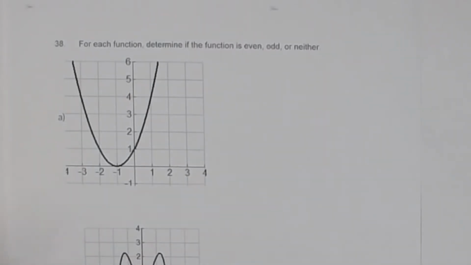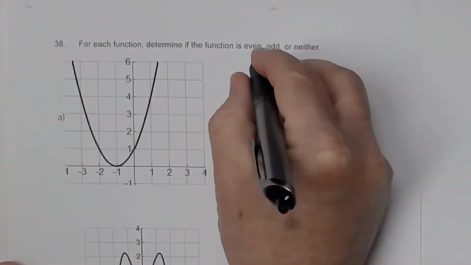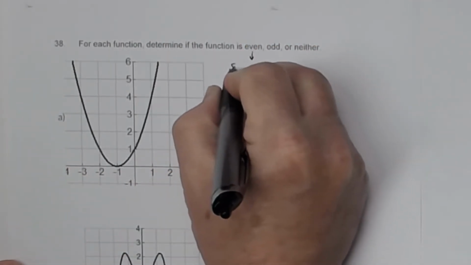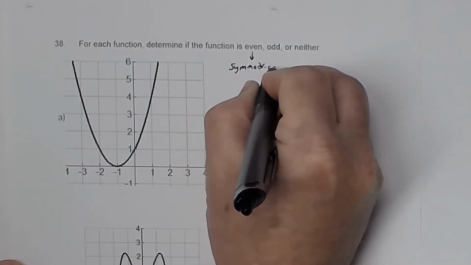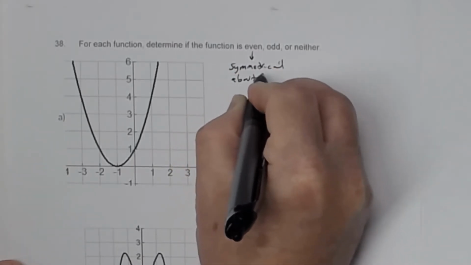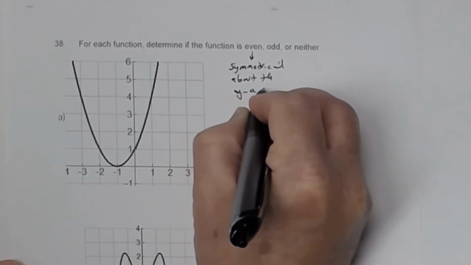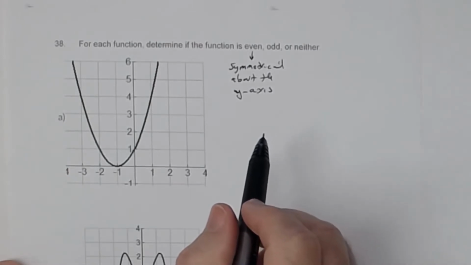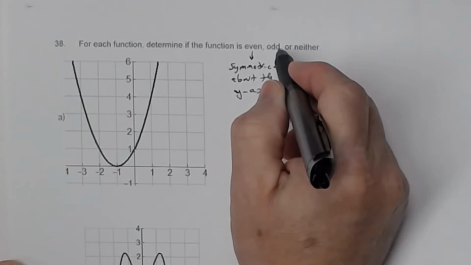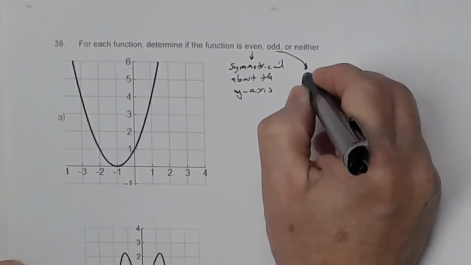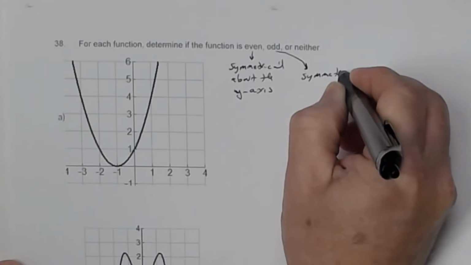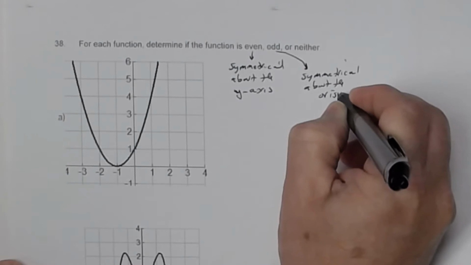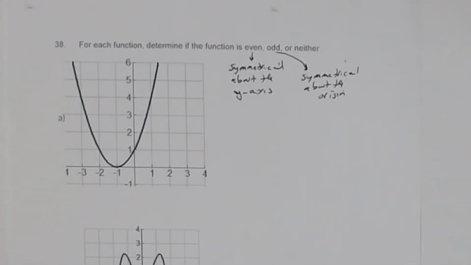Okay, so one of the things you got to remember is that an even function, in terms of what the graph looks like, an even function is symmetrical about the y-axis. All right, so an even function is symmetrical about the y-axis. An odd function is symmetrical about the origin. An odd function is symmetrical about the origin.